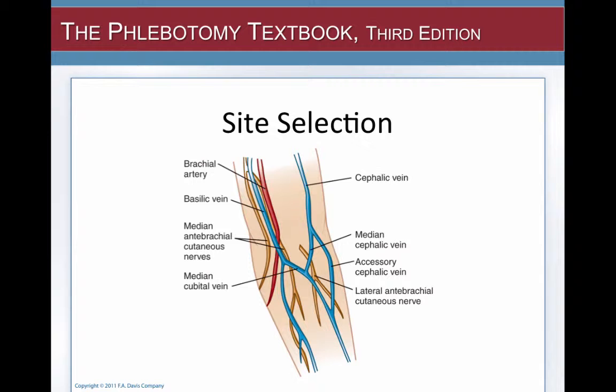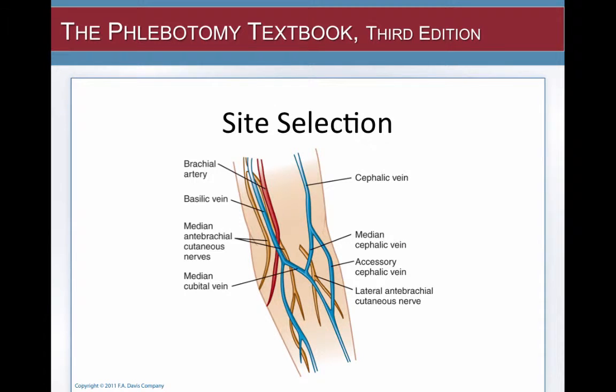Here you can see the site selection. If you look here, we have our basilic vein, which is on the inside of the arm. And over here you have your cephalic vein, which is on the outer side of the arm, and it's up further away from where the crook of the elbow is. Usually what you want to go for is your median cubital vein or your median cephalic vein.